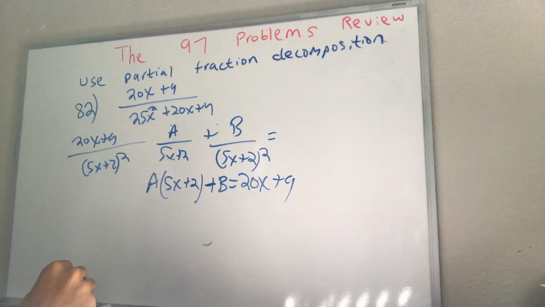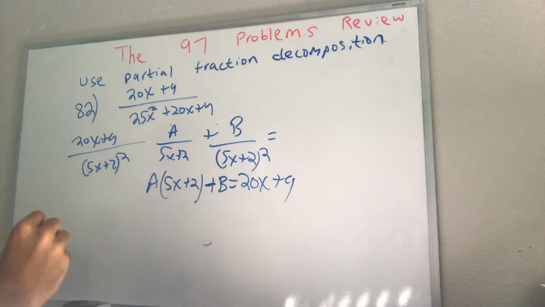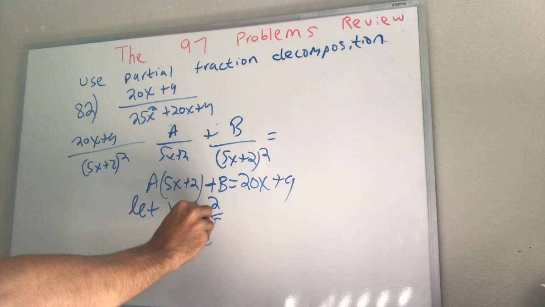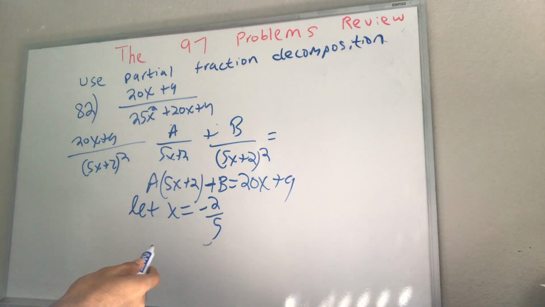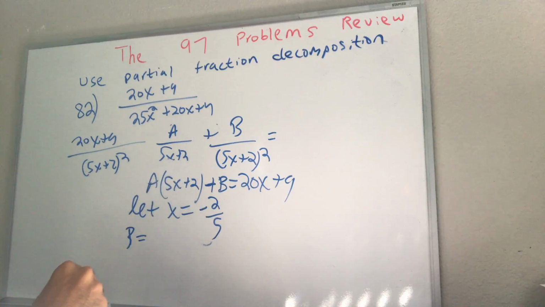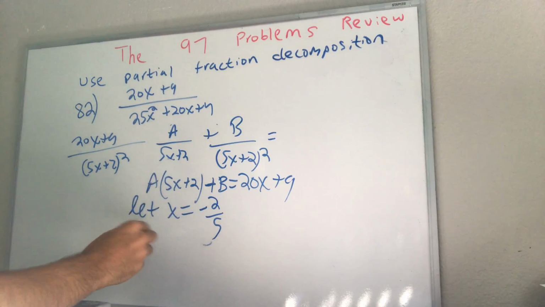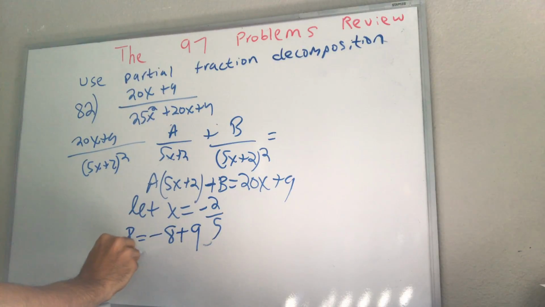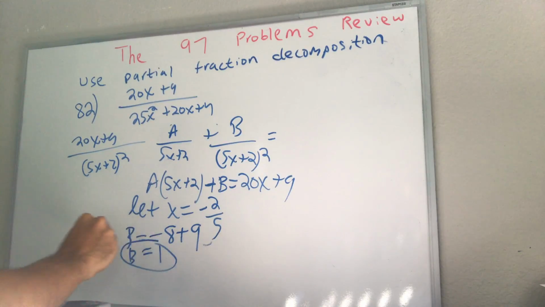So we have this over here. Now the thing I would do is eliminate a. I could let x be equal to negative 2 over 5, because if x is equal to negative 2 over 5, then this expression does become 0. So we know that b is equal to negative 2 over 5 times 20, which is negative 8, plus 9. So the value of b must be positive 1. So b is positive 1.